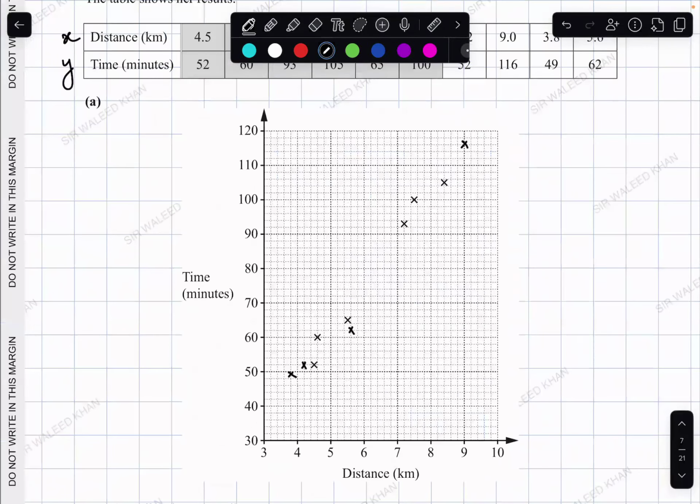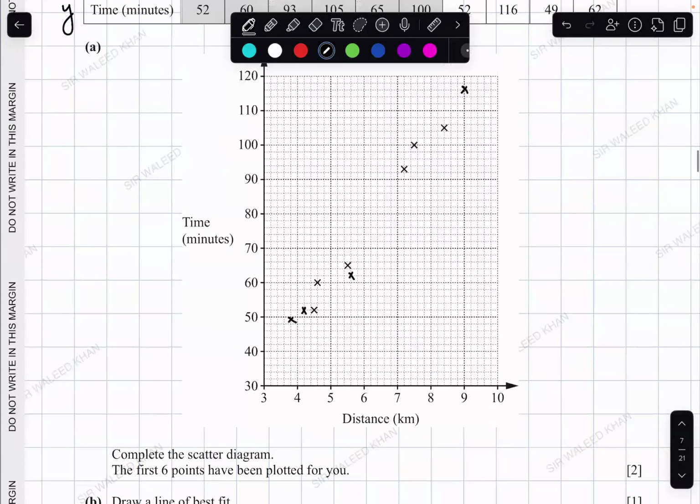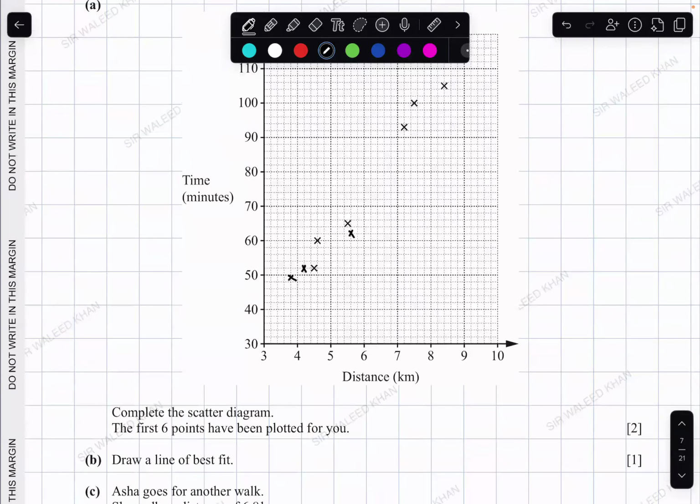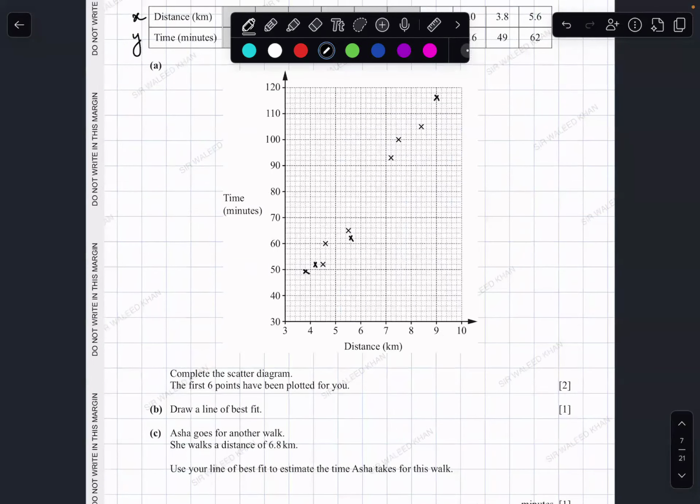Now what are they saying? We have taught that. Draw a line of best fit. Again, I'm telling you, a line of best fit is a line which crosses as many points as it can, and the rest of the points which are not crossed should be balanced almost equally on the left side and the right side of the line.